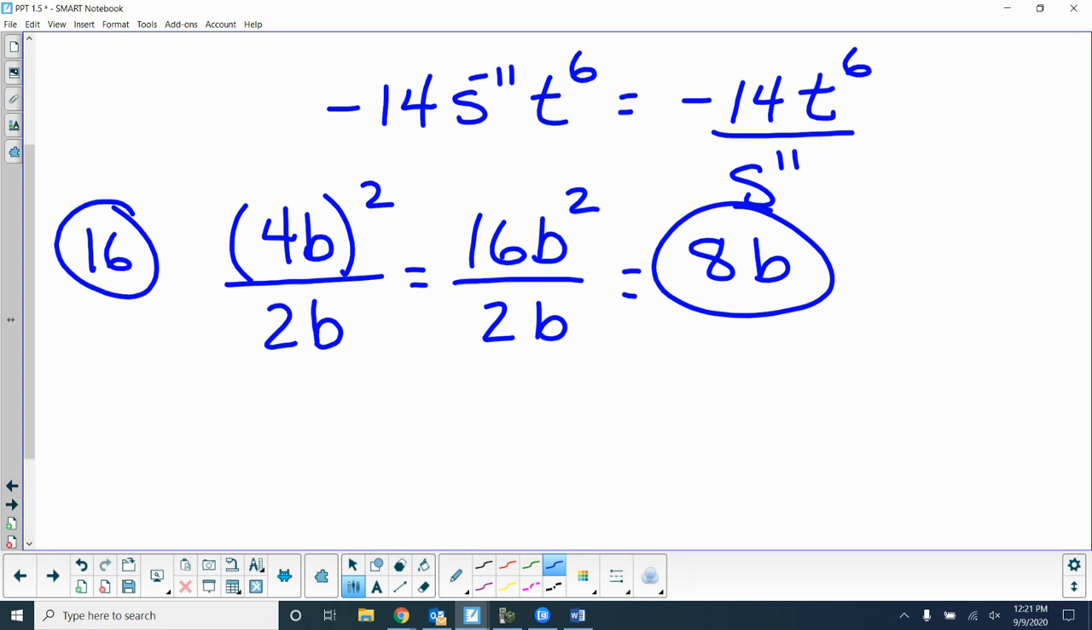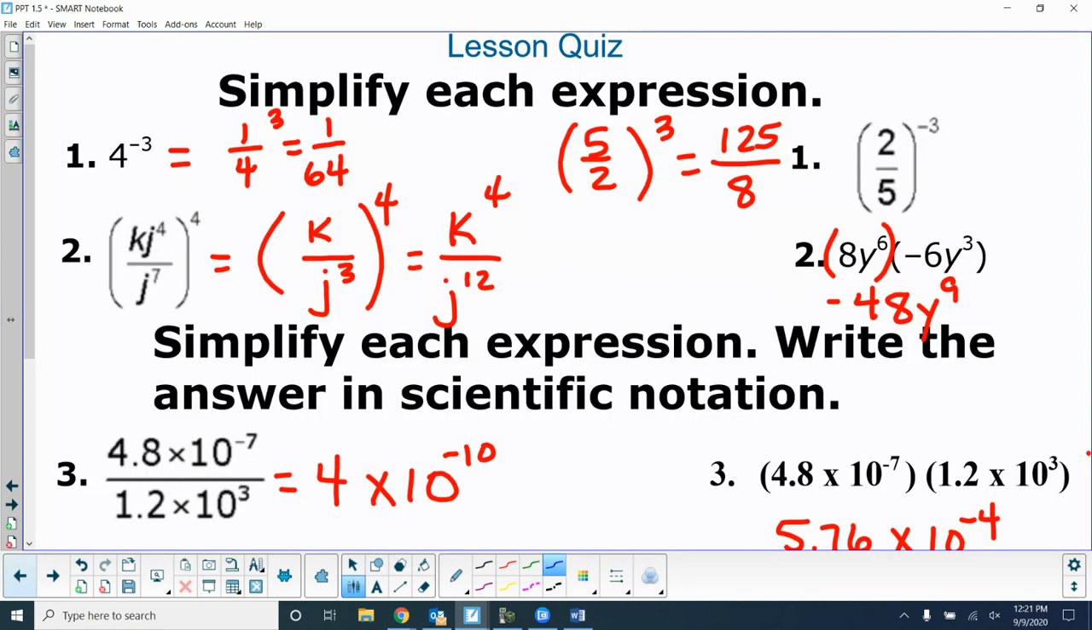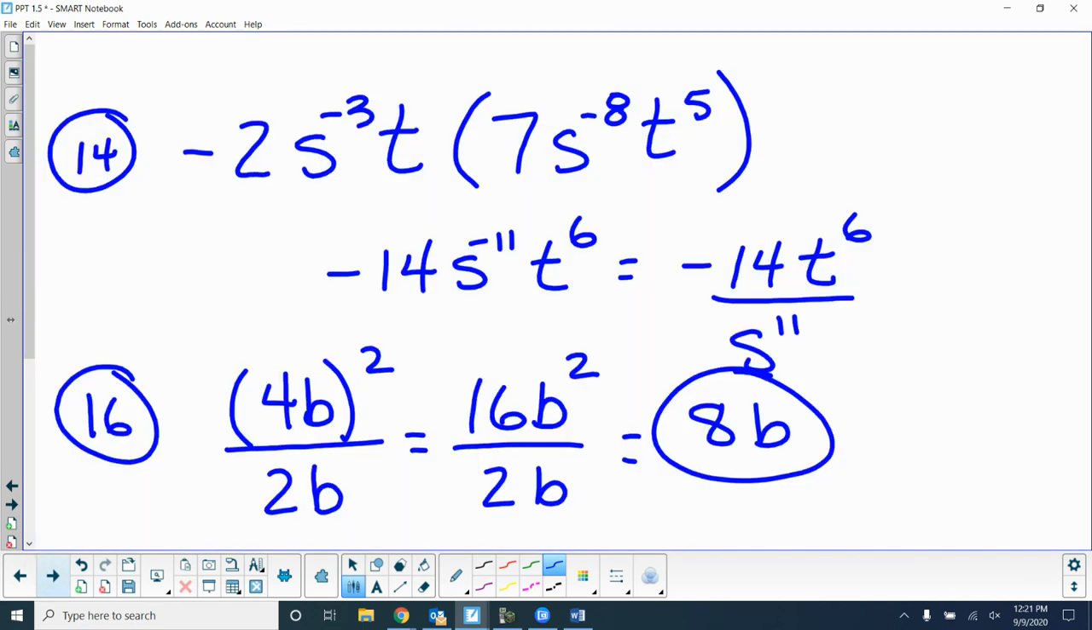26 is 1/16. 28 is negative 8 over 125. So it's basically number 1 on the right, back here, flipped. It's this problem, but flipped, and it's negative 5/2 to the negative 3. So it's negative 8 over 125.